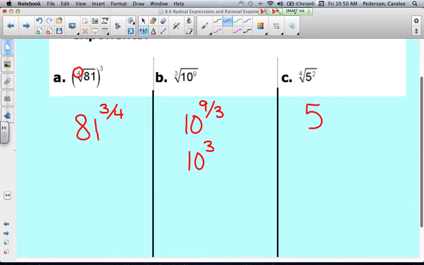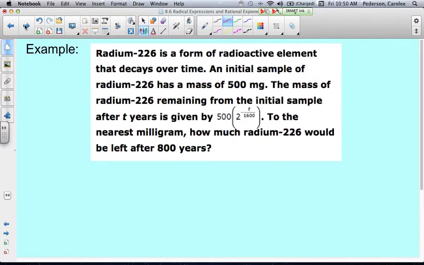Last one, 5 is my base, 2 over 4, which is 5 halves. I'm going to save these word problems for the next video.